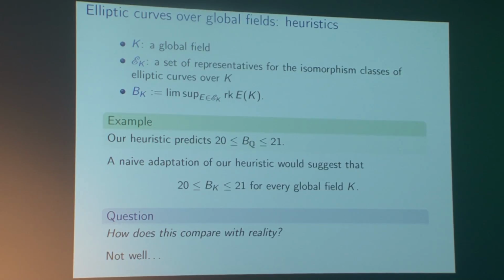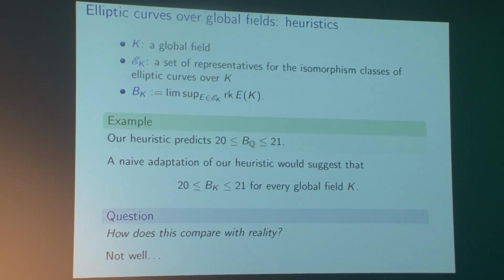Well, if you take our heuristic naively, you can redo the same calculations. You can figure out what the average size of the Shaffer-Tate group is, and you can calibrate it using that again. It turns out that if you do that, you get exactly the same answer: this number beyond which you should have only finitely many elliptic curves of that rank is again 20 or 21, independent of what the number field is.